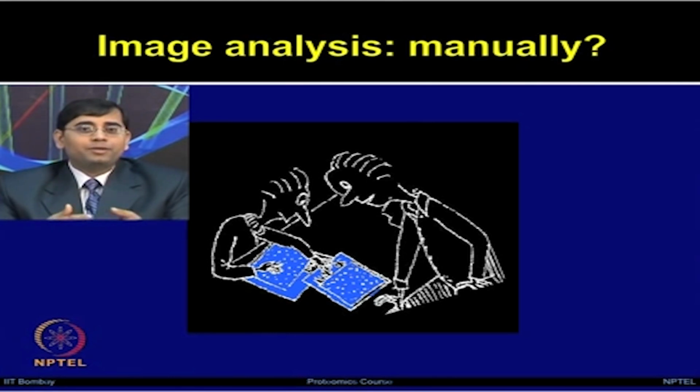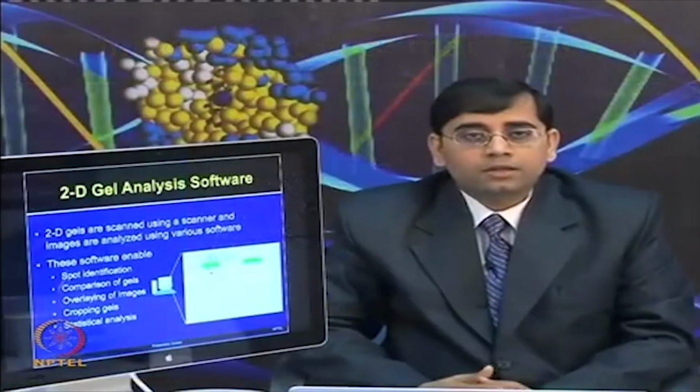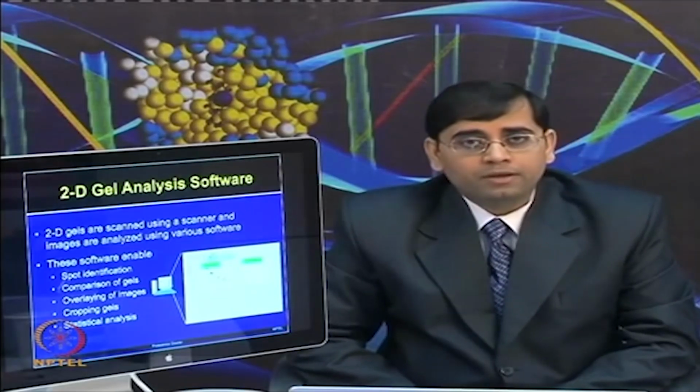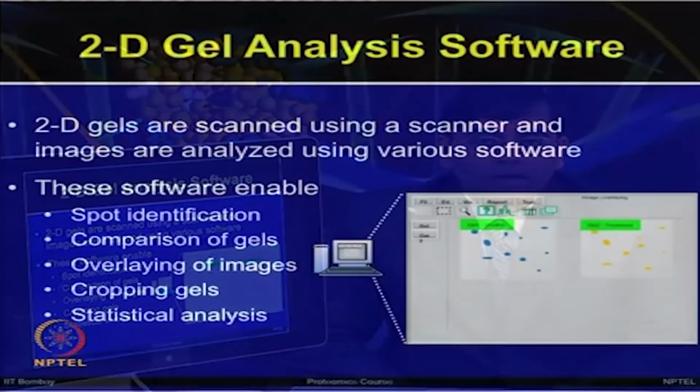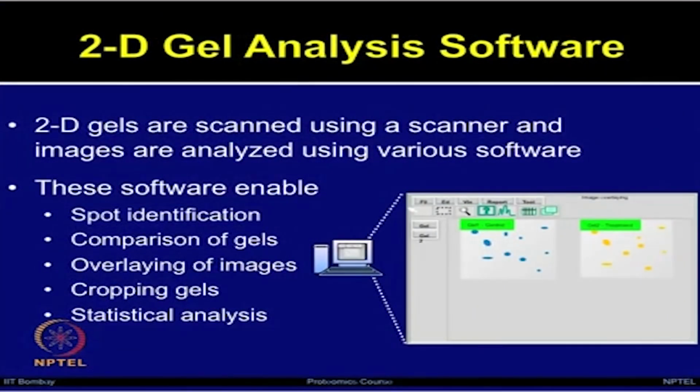So, you need to scan it by using good scanners, and then finally, you need to analyze your image using the different software which are available. There are many commercial software packages available for two-dimensional gel analysis. I will give you a comparative table at the end, but almost all of this software takes the scanned images and analyzes your gels by using various steps. All these software enable spot identification, comparison of the gels, overlaying of the images from your control and your treatment, cropping the part of the gel which you want to compare, and further doing the statistical analysis.